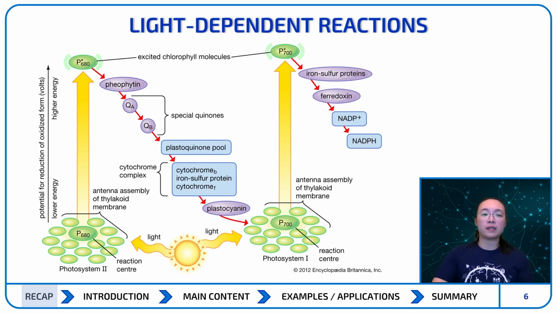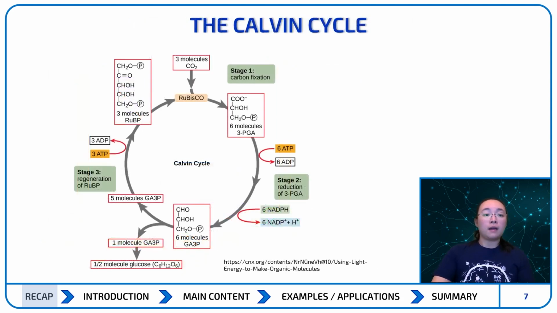So that covers the light-dependent reactions. Next, you have the Calvin cycle. So once you have that ATP and the NADPH from the light-dependent reactions, it moves on to the Calvin cycle. And the first step in the Calvin cycle, stage 1 over here, is called carbon fixation.